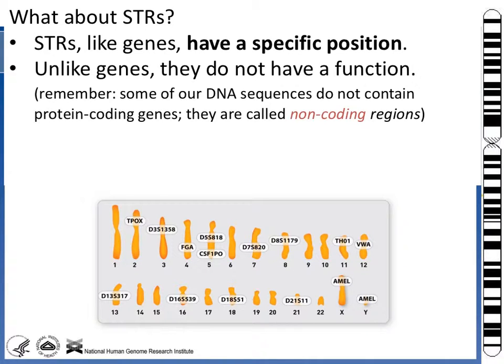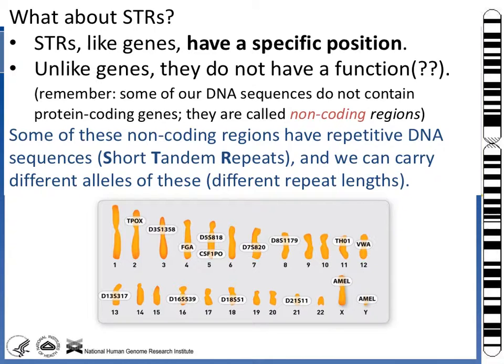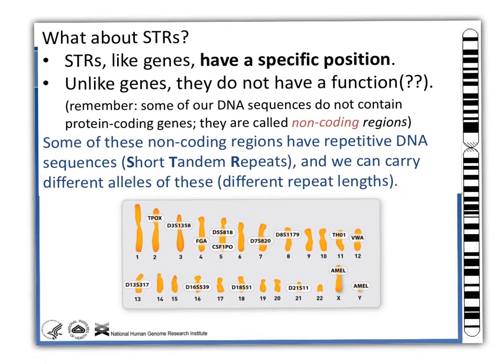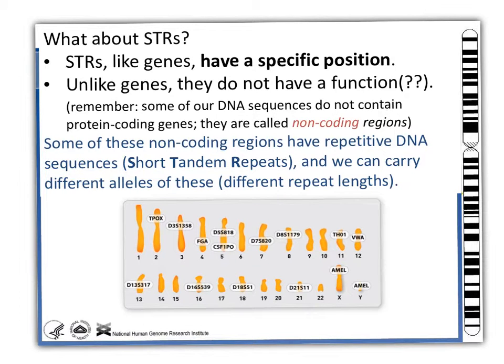These areas are usually called non-coding regions, in that they don't code for proteins. They actually do have gene functions, though, and usually that has to do with gene regulation and how fast genes are expressed and to what degree. So they're repetitive DNA sequences.